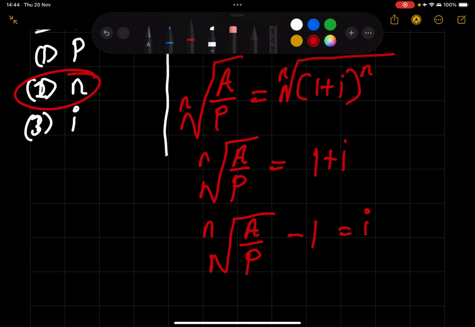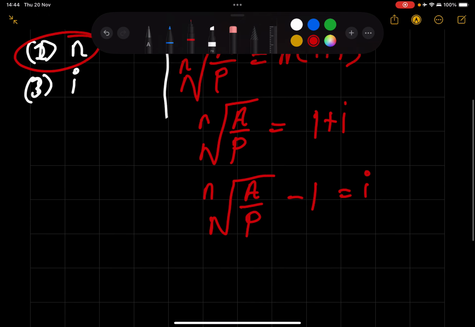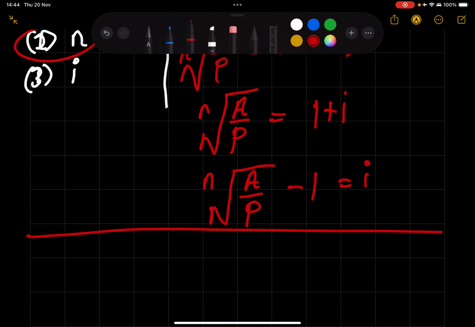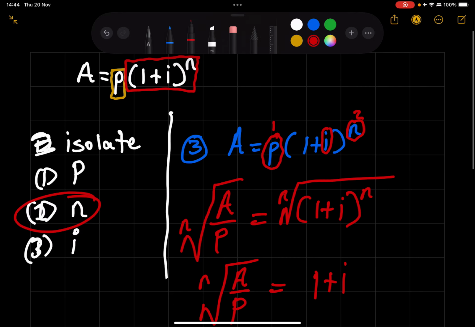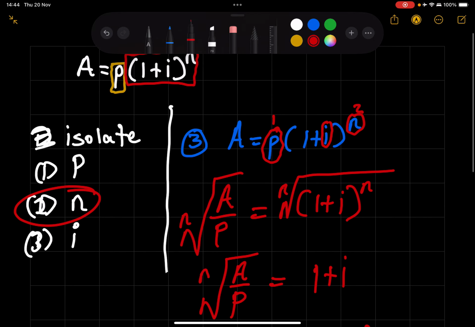And then that's it for this formula. And you would follow the same rules for A equals P(1 minus i)^n. The only difference is this one is depreciation with a minus, and the other one is for appreciation, but the rules of making the subject of the formula are exactly the same. Thank you very much.